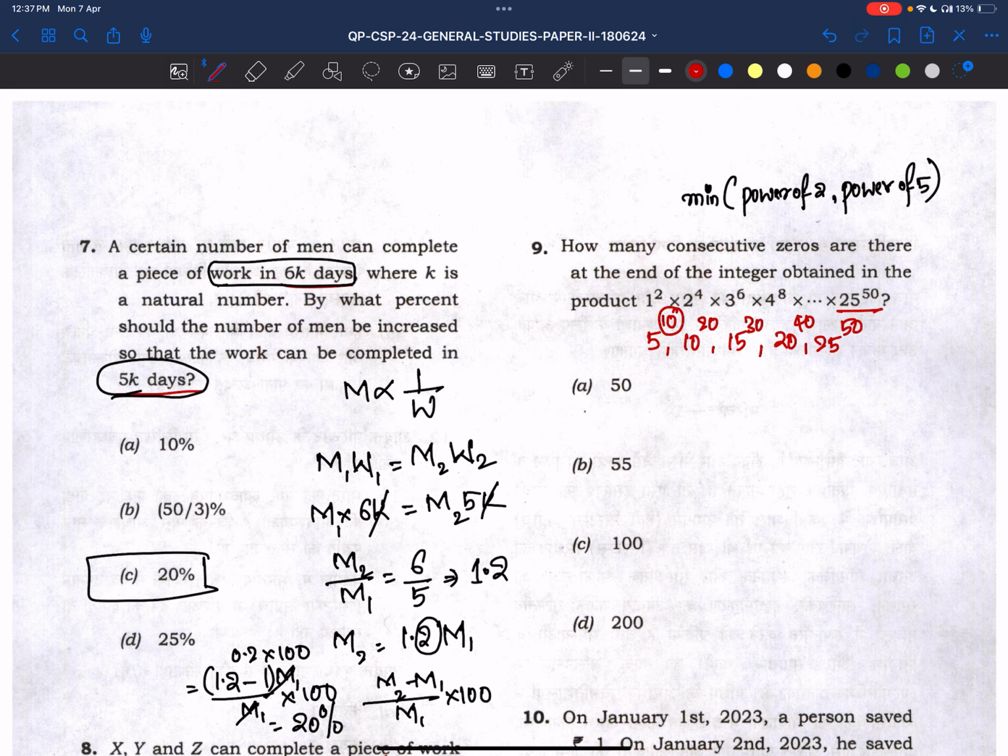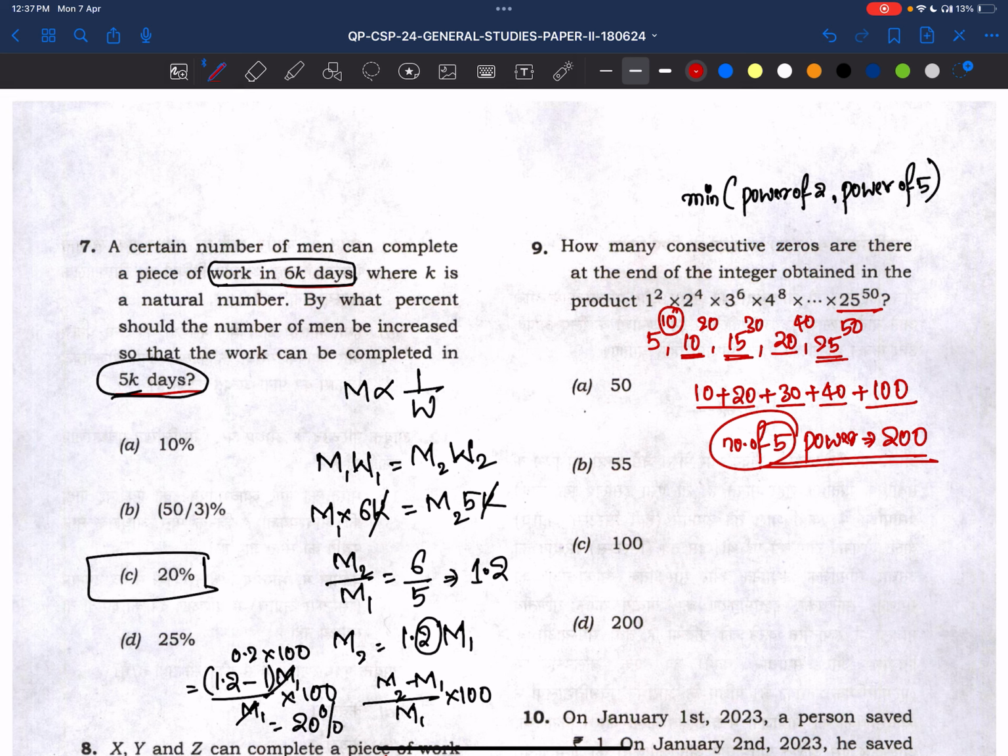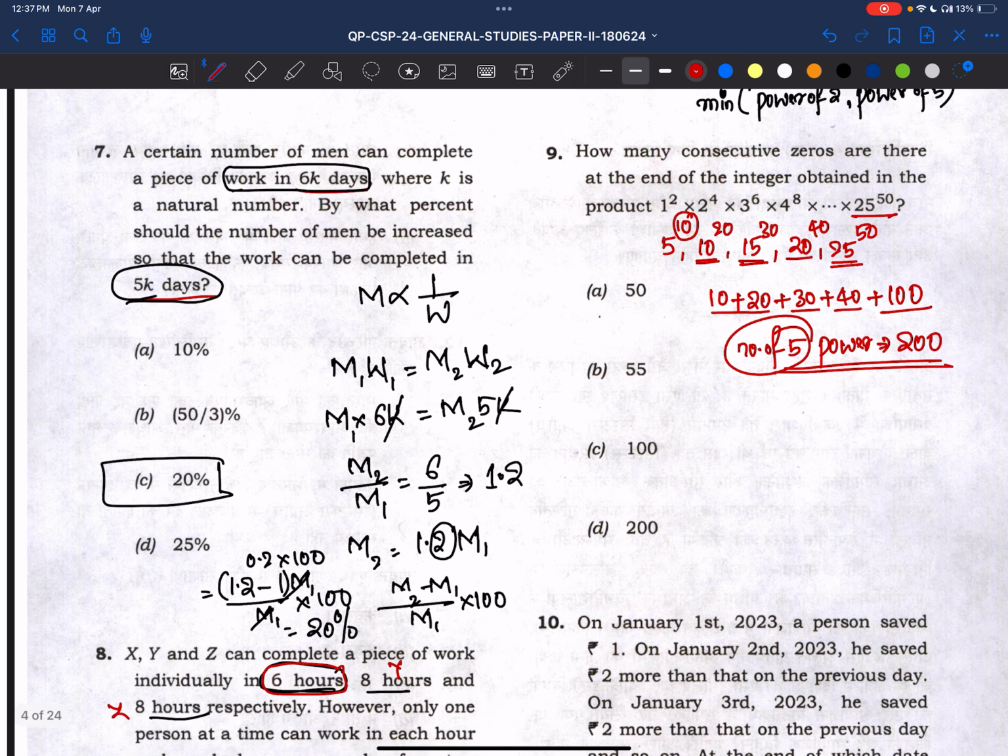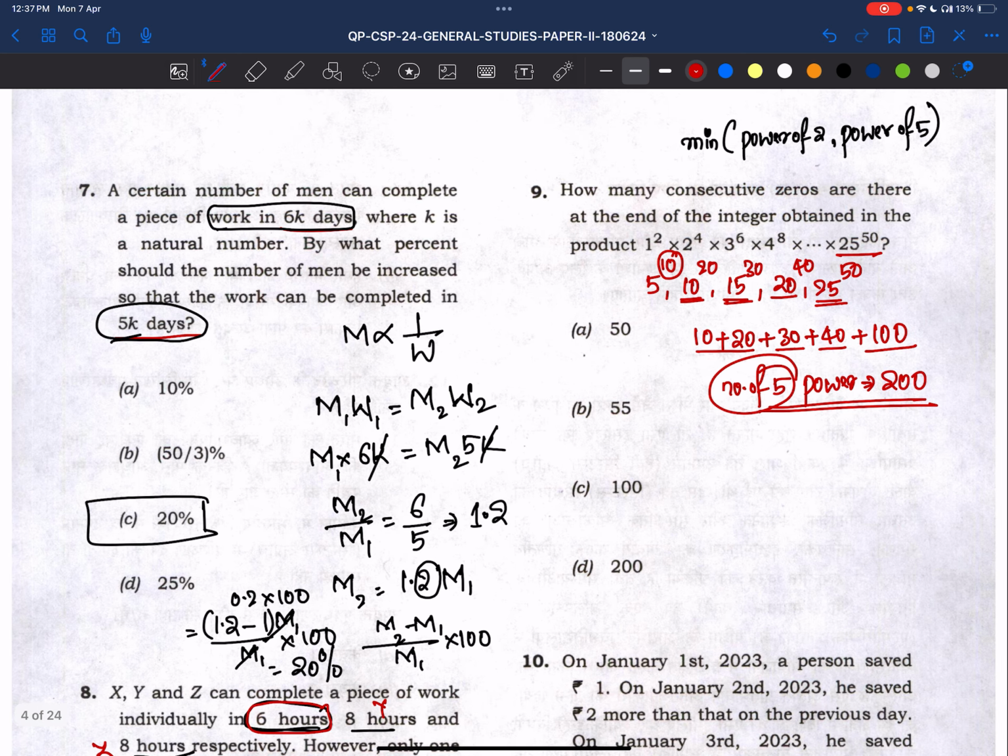The number of 5s will be the sum of powers. What is the value? 10 plus 20, 30. 30 plus 30, 60. 60 plus 40, 100. 100 plus 100, 200. Okay. Let's check whether the power of 2 is more than 200 or less than 200.